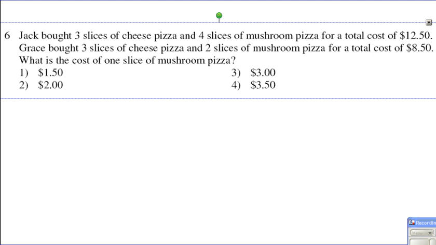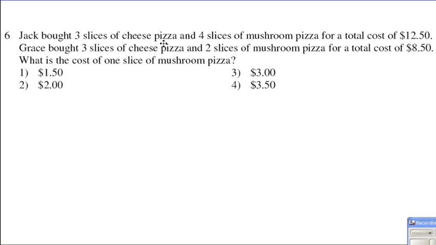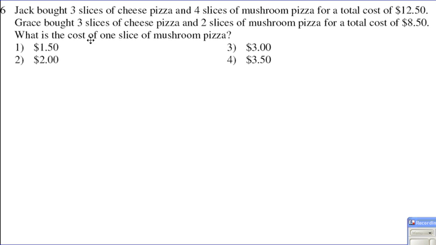Therefore, our answer will be choice 1. Alright, let us move on to the next question. Now here we have Jack bought 3 slices of cheese pizza. Okay, so we have 3 slices of cheese pizza. So we're gonna write down 3 cheese, and then 4 slices of mushroom. So we have plus 4 mushroom.